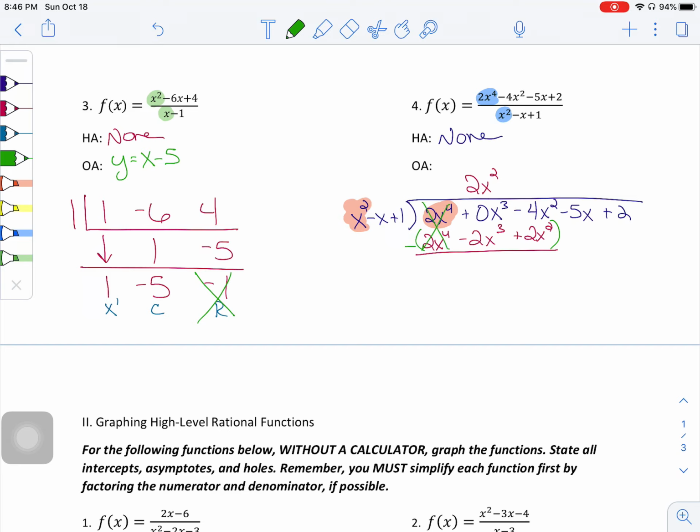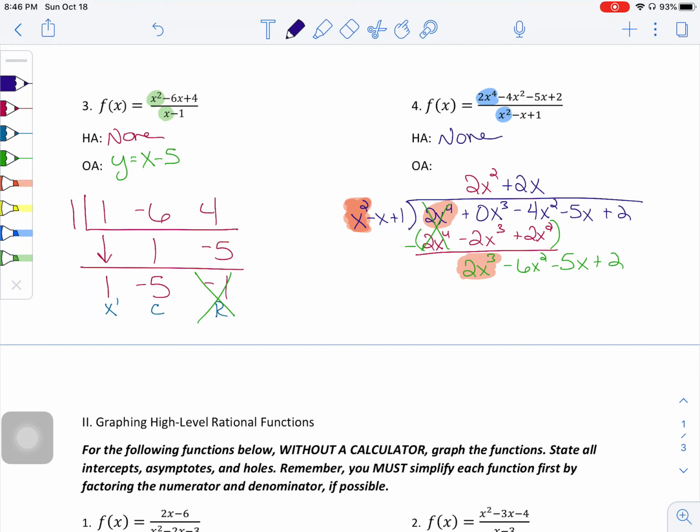All right, so let's see what we got here. 0 minus a negative 2 would be positive 2x cubed. Negative 4 minus positive 2x is going to be negative 6x squared. I'm going to bring down the other pieces and start again. So I'm going to take this x squared in front, and I'm going to divide it into 2x cubed. So 2x cubed divided by x squared is going to be positive 2x.